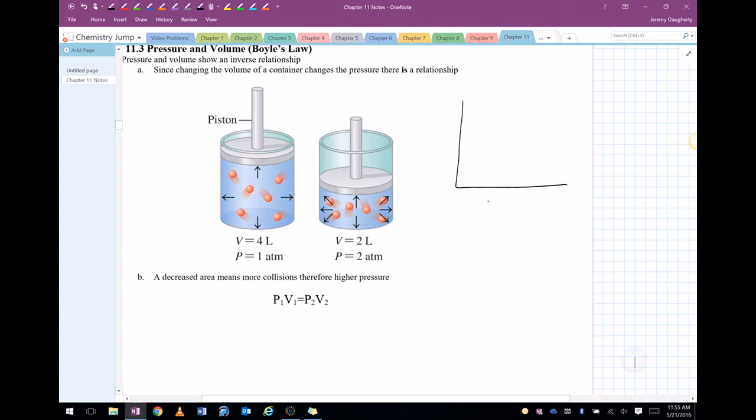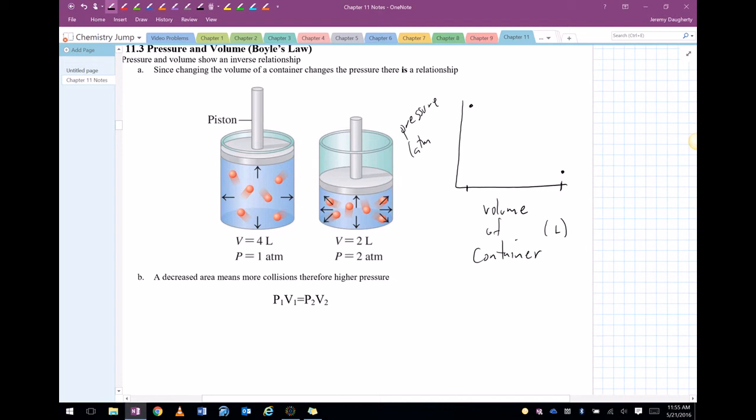If I'm going to have the volume down here, which is what I'm purposefully changing. Now that's the volume of the container. Okay, it's not the volume of gas, it's the volume of the container. Over here is pressure. Let's say volume is going to be measured in liters, pressure is going to be measured in atmospheres. What we see is that when the volume is small, the pressure is huge. And when the volume is big, the pressure is small.